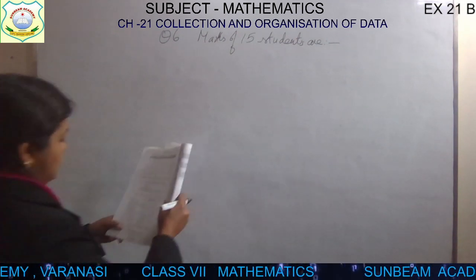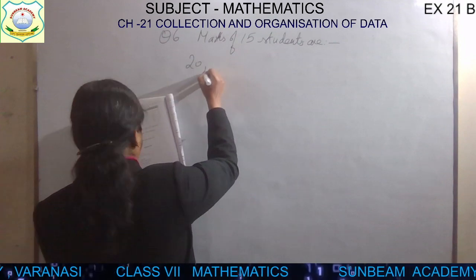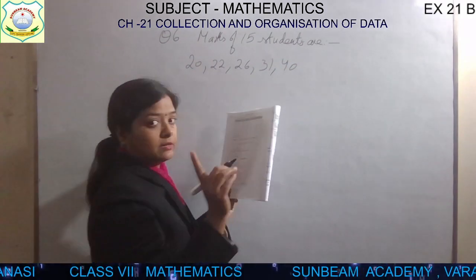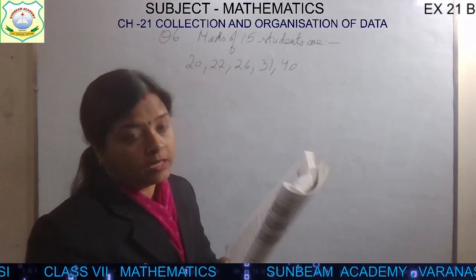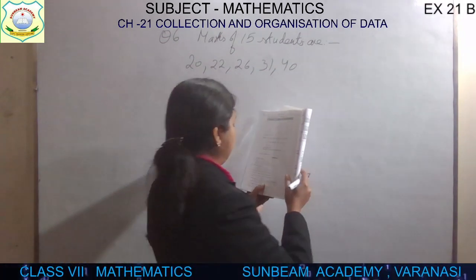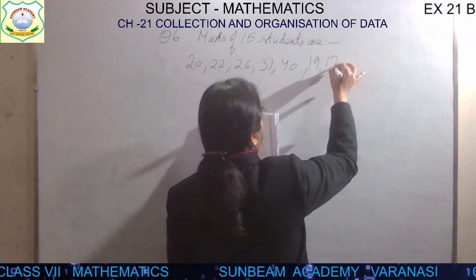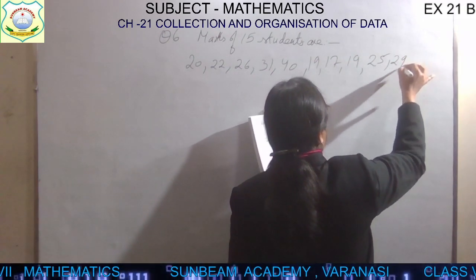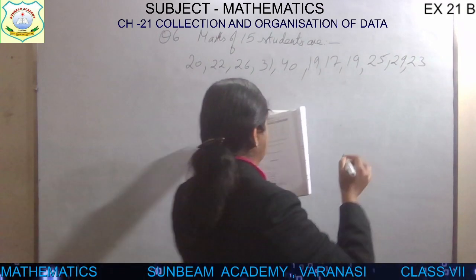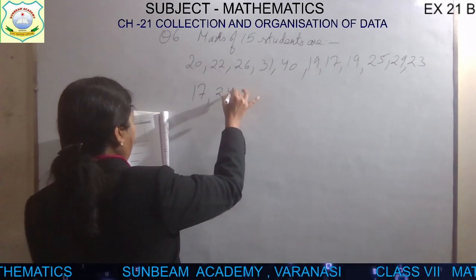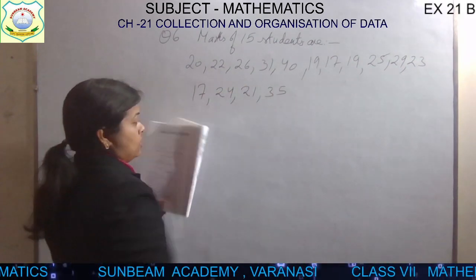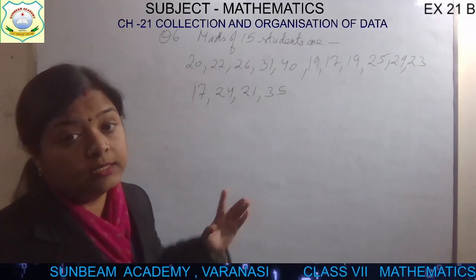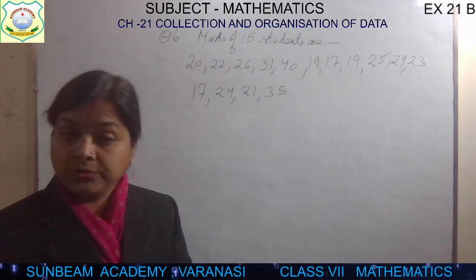See, the marks are 20, then 22, 26, 31, 40. Write it sincerely, children. If it is wrong, then our data will be wrong, and the answer will be wrong. After 40 it is 19, 17, and then again 19, then 25, 29, 23, and then 17, 24, 21, and 35. If we use this data as it is, our median will be wrong, children, isn't it?